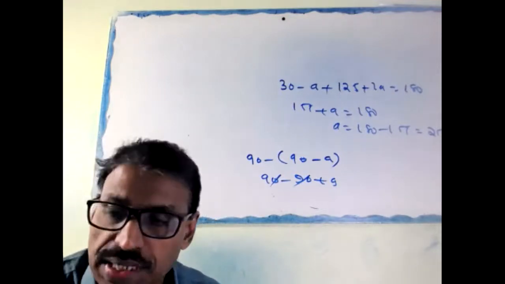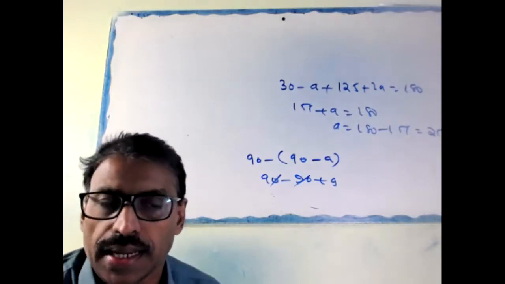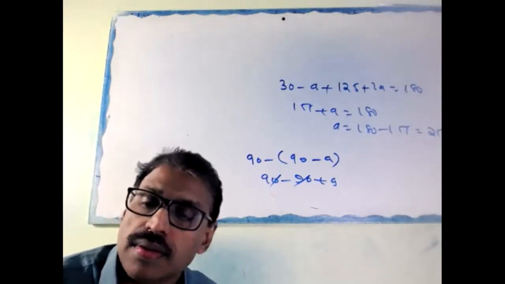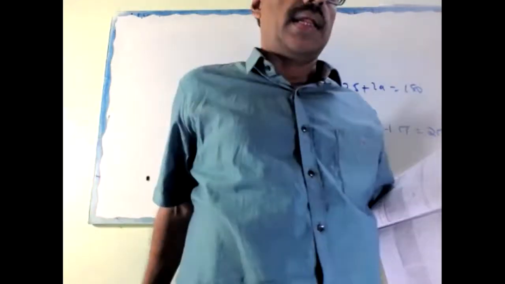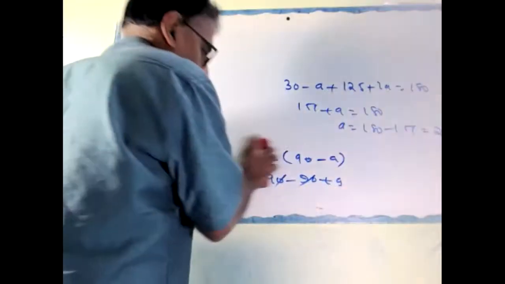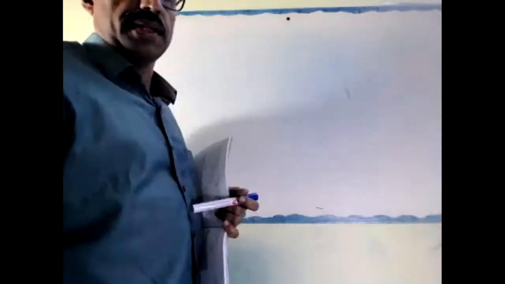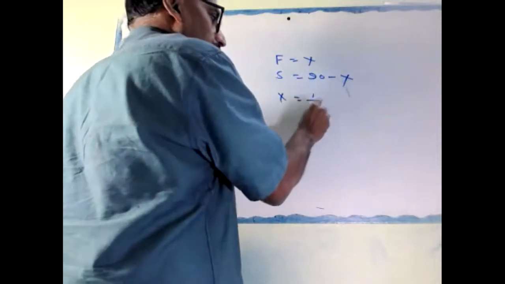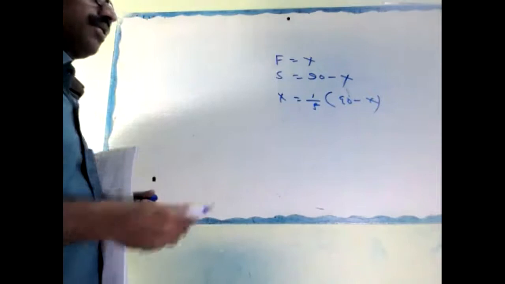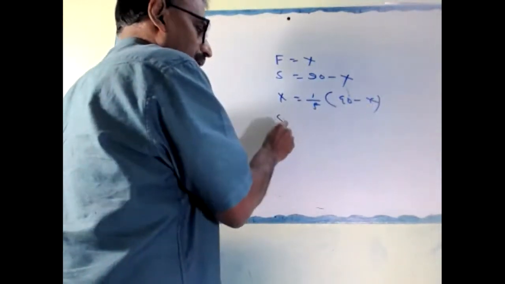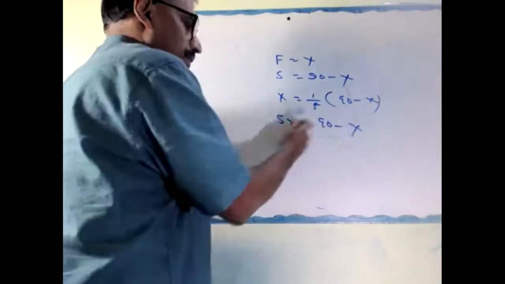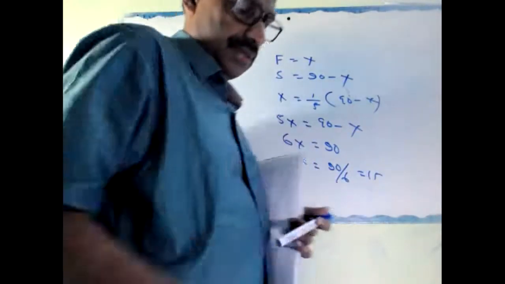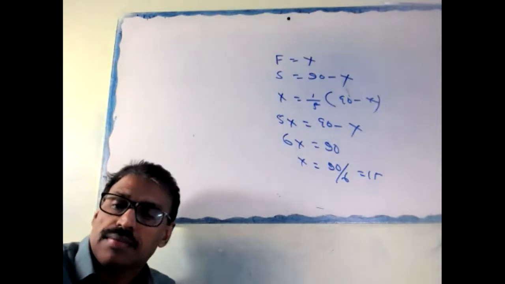Okay, that means first angle is x, complementary angle is 90 minus x. So x equal to 1/5 of 90 minus x. Okay, now Akshaya, check again. One angle is 1/5 of its complement. Look, first angle is x, second angle is 90 minus x. So x equal to 1/5 of 90 minus x. So 5x equal to 90 minus x. X coming here, 6x equal to 90. X equal to 90 divided by 6. How much? 15. Correct? Akshaya, clear now? 15. Okay.